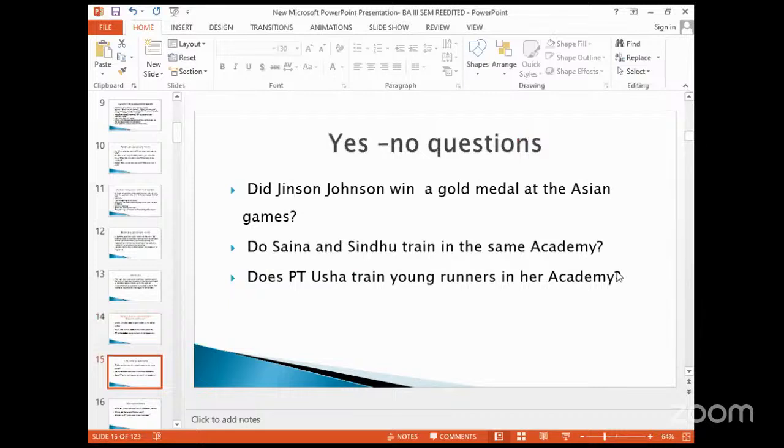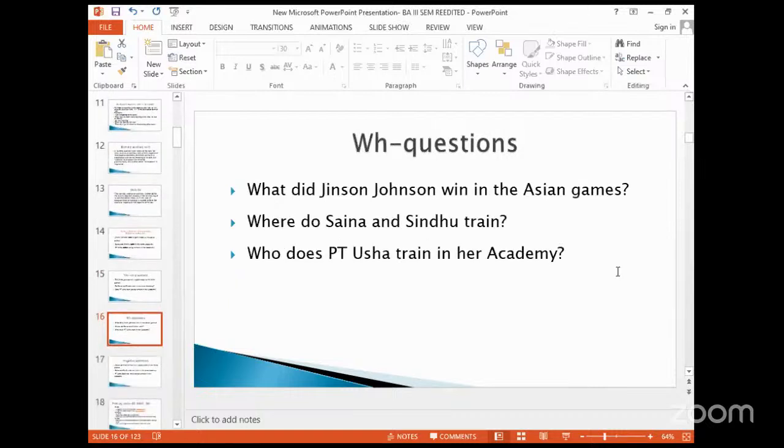Right. See, yes or no questions: Did Vincent Johnson win a gold medal? Does Sindhu train in the same academy? Does PT Usha train young runners in her academy? This is how you can form WH questions. What did... So can you see the role of do as a dummy auxiliary verb over here? What did Vincent Johnson win in the Asian Games? Where does Sindhu train? Who does PT Usha train in her academy?